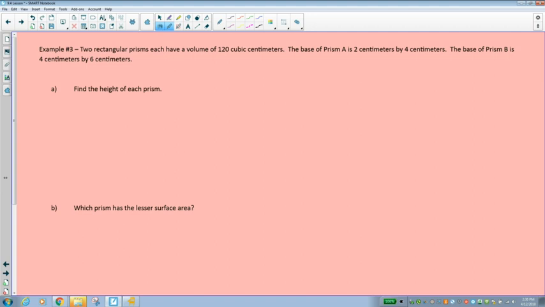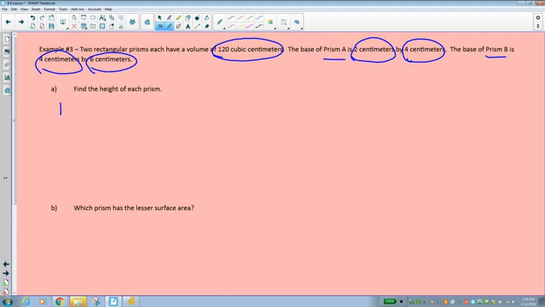Okay, so the first thing I notice is that we have a volume of 120 cubic centimeters. Prism A has the base of 2 centimeters by 4, and prism B has 4 centimeters by 6. So I know that I'm going to have to find two different heights. I'm going to have two different problems here. I'm going to start by separating the two, with prism A here, and then skip some space over here and write prism B. So I have area for work for both.